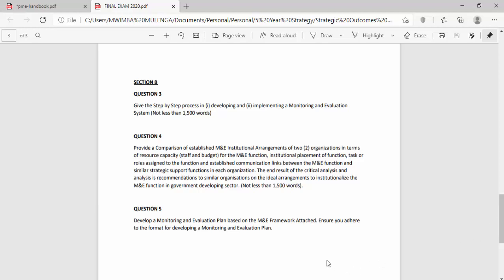Develop a monitoring and evaluation plan based on the M&E framework attached. Ensure you adhere to the format for developing an M&E plan. I've talked about the M&E plan many times. You should have your introduction, the objectives, the tools, the list of indicators, the budget, the roles and responsibilities, and the actual work plan. By doing that, you're doing things in a well coordinated manner.